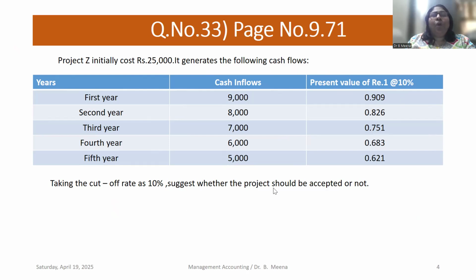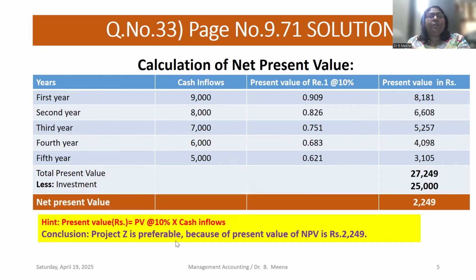So how do we take a decision whether to accept the project or reject the project? When the present value of rupee 1 at 10% is given, it's very easy to work out how to calculate the net present value. Just check this out.